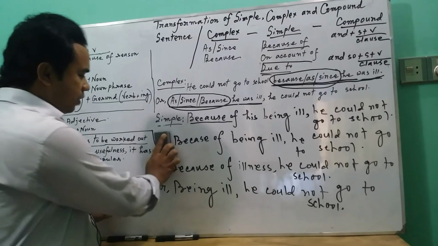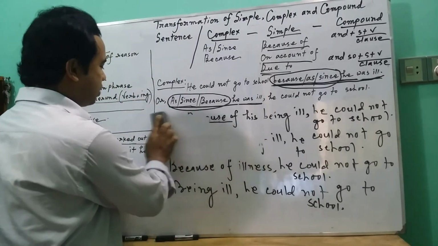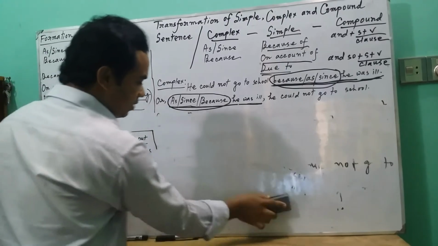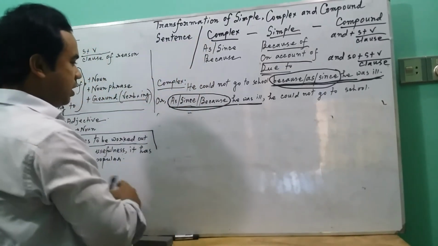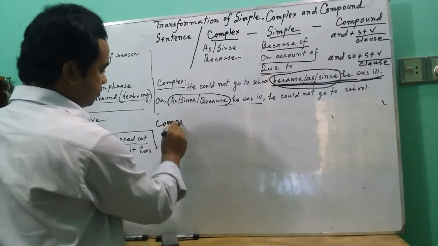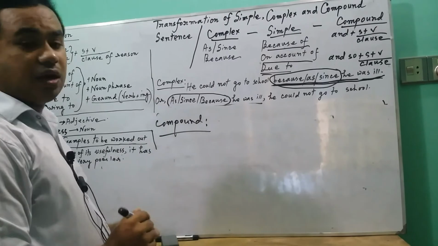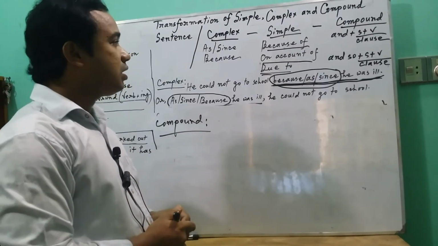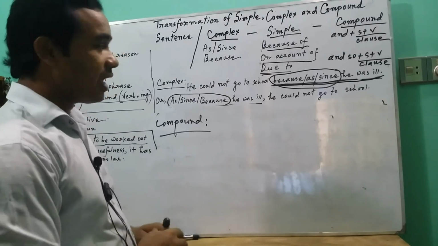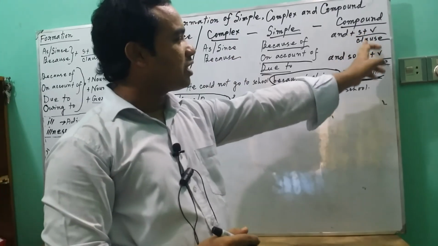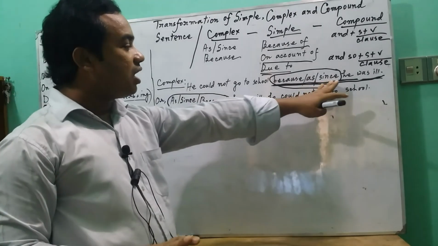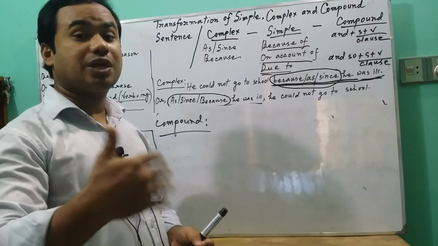Okay, now how to make the complex sentence compound? To make the complex sentence compound is really easy. Now I'm making this compound sentence. Okay, you know what a compound sentence is. In the compound sentence we connect two independent clauses with a coordinating conjunction, and I've given here the structure: and plus subject plus verb, and plus so plus subject plus verb. So in this case you have to mention the reason clause first. You have to show the reason first.